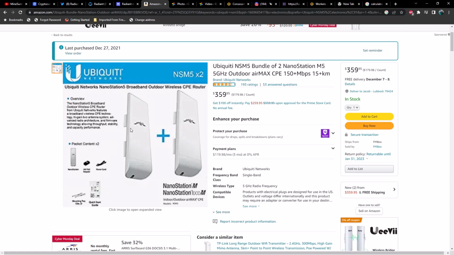Anyway, this is a Ubiquiti product. It's called an NSM5 or a NanoStation, depending on if you're familiar with these things or not. If you have just one, it can work as an AP, but it's really designed to work in conjunction with another one so that you can create a Wi-Fi bridge. And this product has been outstanding for me so far.